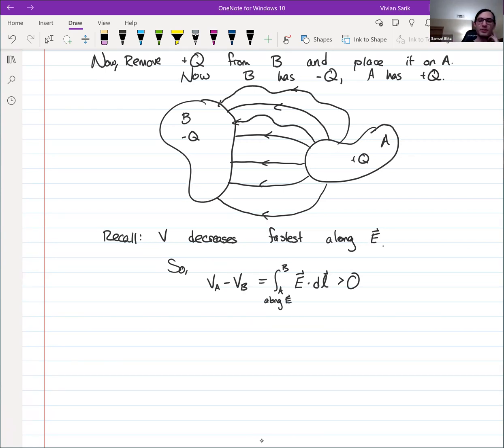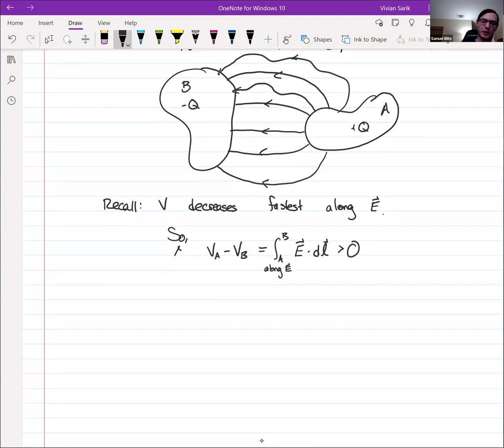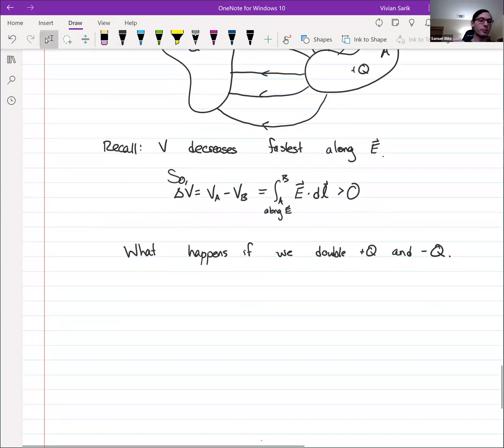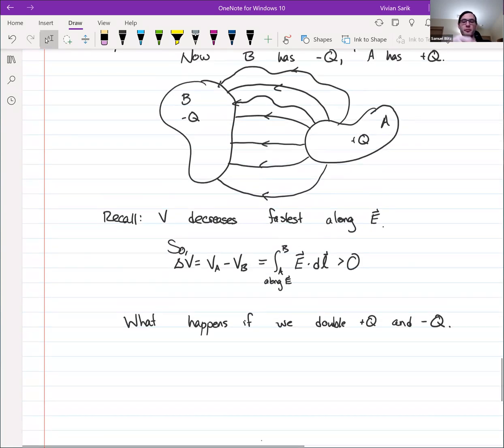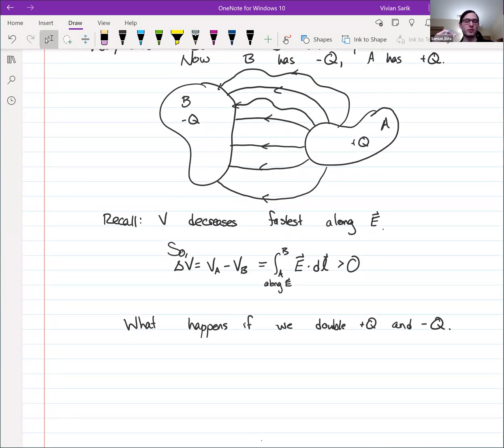So the question is what happens if we just double? I'm going to call this delta V, by the way. What happens if we double Q and minus Q? I.e., we just take Q more charges from B and put them on A. So now you have minus 2Q on B, and plus 2Q on A. Well, we know that the shape of the field lines isn't really affected by the amount of charge. It's just affected by the shape of the conductors, right? Because the geometry of the field lines is fixed by the fact that they have to be perpendicular out from the surface.